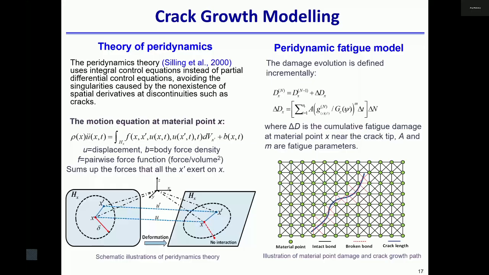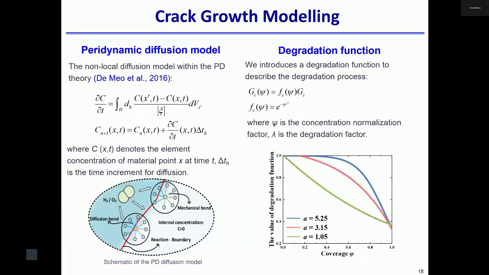In peridynamics, we incorporate the fatigue model. The fatigue model is based on the cumulative fatigue damage and is related to the energy, because energy drives the fatigue crack growth. And for diffusion, because we want to model the hydrogen and oxygen diffusion, we just follow the normal diffusion equation. Then we do this computation within peridynamics. On the other hand, we also look at the hydrogen effect on the critical energy release rate, which allows us to consider the hydrogen and also oxidation effect.